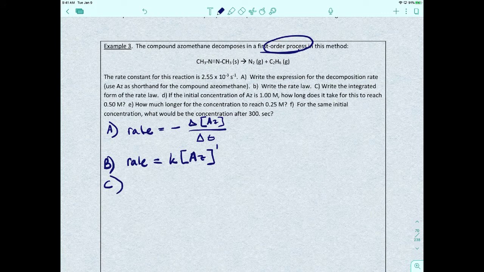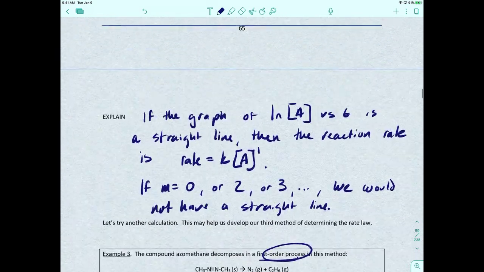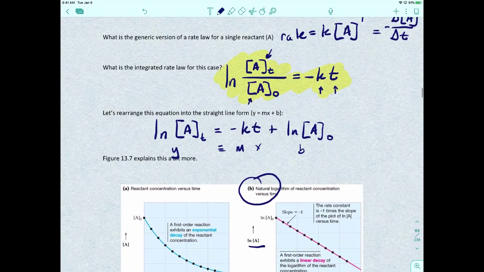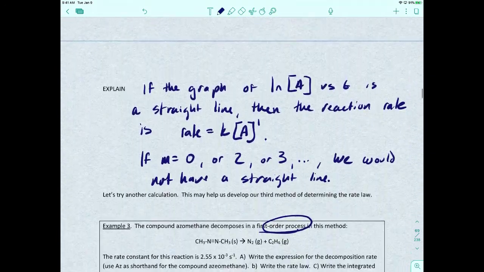Part C. Write the integrated form of the rate law. So here's what we're going to do. We're going to take that equation that we actually got in the last part, the one that we highlighted. We're going to take this equation and adapt it for this problem. So here's what we got.